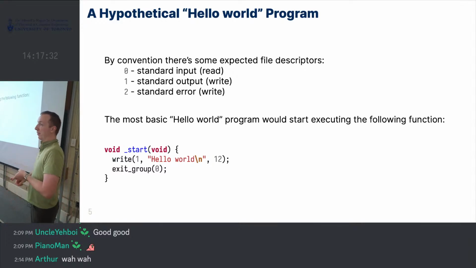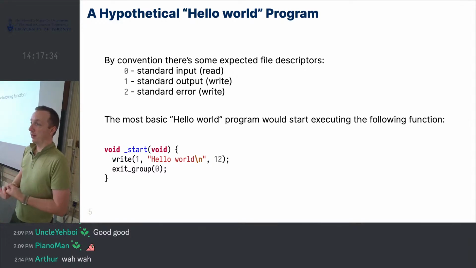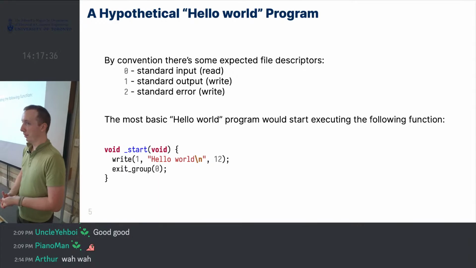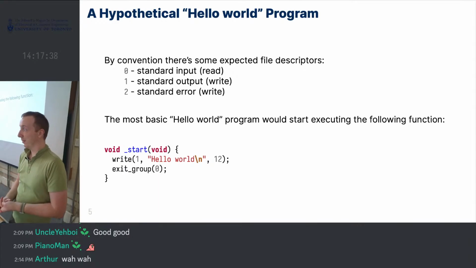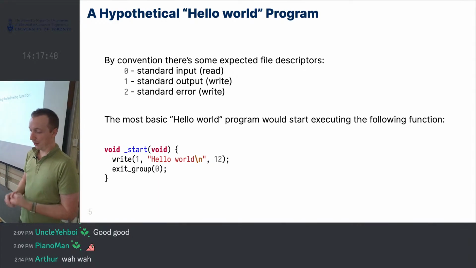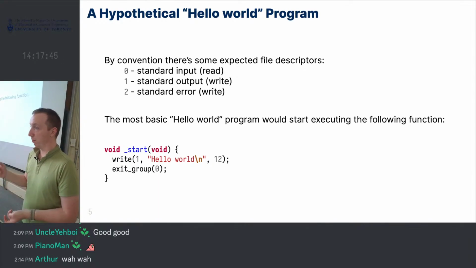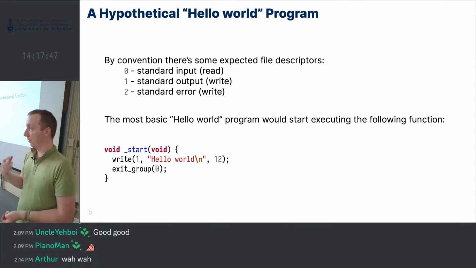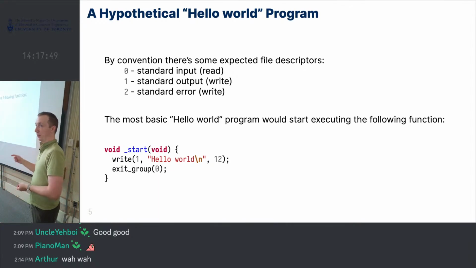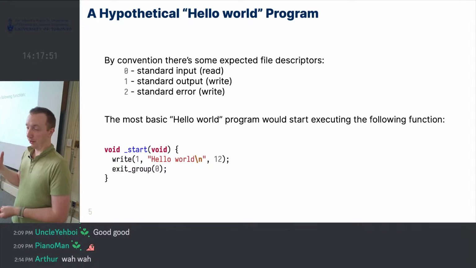So by convention, whenever you start a process, there should be 3 open file descriptors, and they have specified numbers. File descriptor 0 is always standard input. That means you should be able to read bytes from that file descriptor. Then you have file descriptor 1, which is standard output, or write. That's where you write bytes to, and usually that represents your terminal.